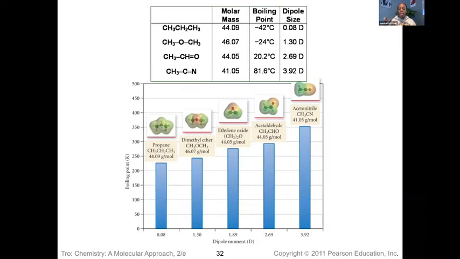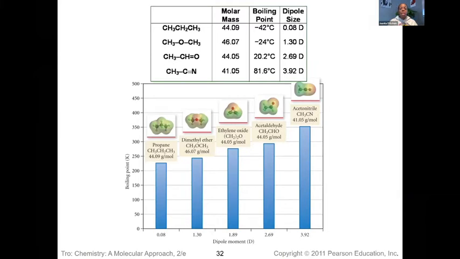All right, and we again can see this holding true here, where we have a series of things that all have pretty close molar masses, but look at the difference in those boiling points. In this case, what we're dealing with is propane, that very first one, that's a nonpolar molecule, so only dispersion forces there. But then when we get to this dimethyl ether, now that's a more polar molecule. So again, notice the boiling points going up.